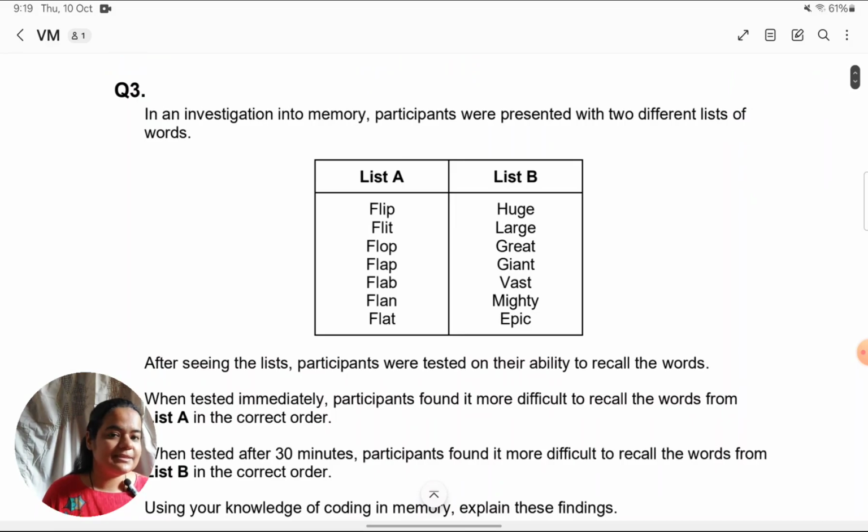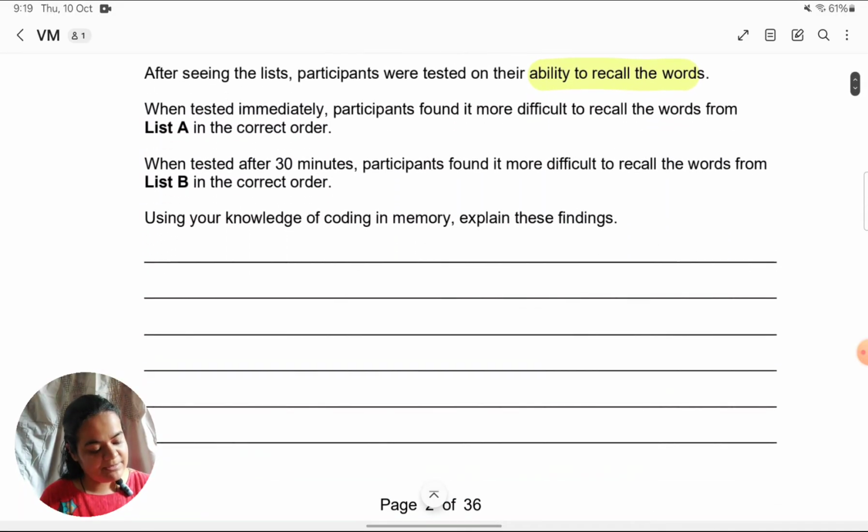Let's look at question 3. This is a little different. In an investigation into memory, participants were presented with 2 different lists of words. We can see the lists have been given. If you want, you can pause the video for a minute and just read the list. After seeing the list, participants were tested on their ability to recall the words. When tested immediately, participants found it difficult to recall the words from list A in correct order. When tested after 30 minutes, participants found it more difficult to recall the words from list B in the correct order. Using your knowledge of, pay attention to this, coding in memory, explain these findings.